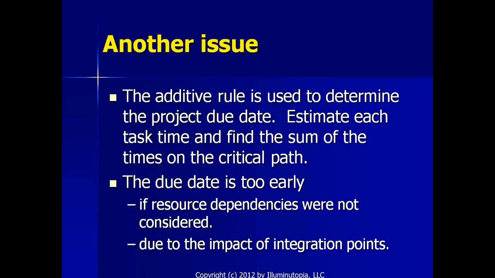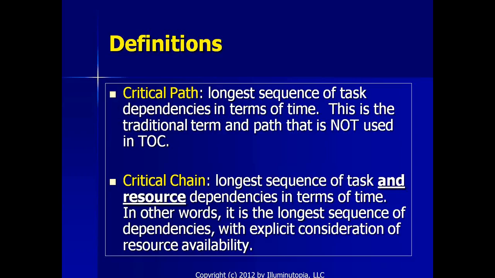But the problem is that the due date is too early if we did not consider resource dependencies, when we need to have a person or a department or a machine being used for 2 different tasks which are scheduled at the same time, or due to the impact of integration points. Then we have made estimates for how long the project will take which are inaccurate. So the definition is: critical path is the longest sequence of task dependencies in terms of time. This is a traditional term and path that is not used in TOC.